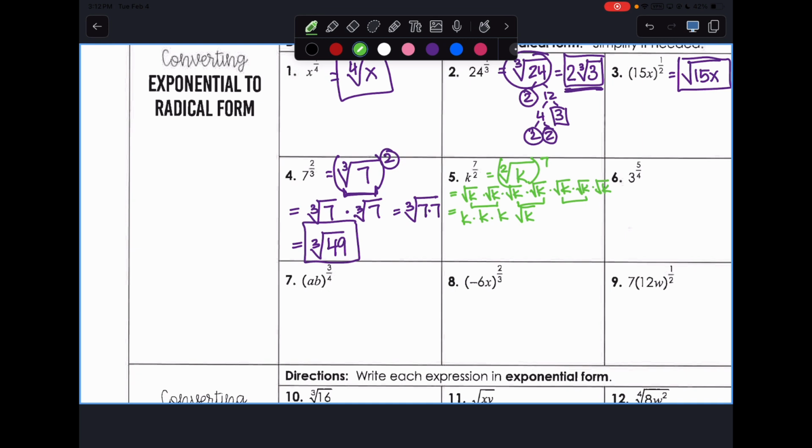What's k times k times k? K cubed. K cubed times the square root of k. Okay? Ready for the shortcut?